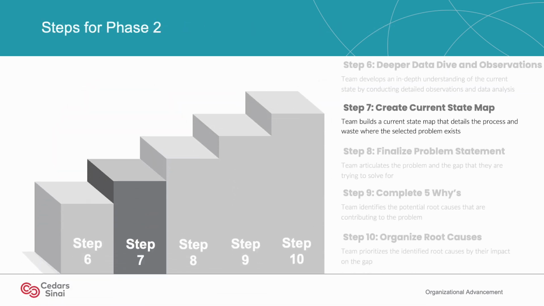Now let's move on to step 7, which is to create a current state map. The team will build a current state map that details the process and the ways where the selected problem exists. So let's jump into what that looks like.